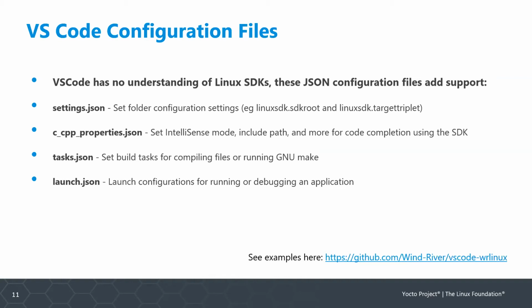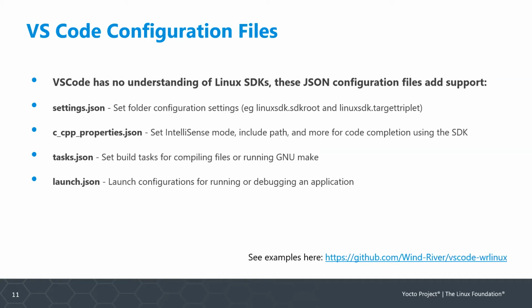So the first one is the settings JSON. That's your project level configuration file. And I use that to point it to where this SDK root is and let it know what the various triplets are. Then you've got the one that's specific to C and lets IntelliSense know what it should do. And you can set things like include paths and other things so that your code completion works with the SDK's header files, not with your system's header files.